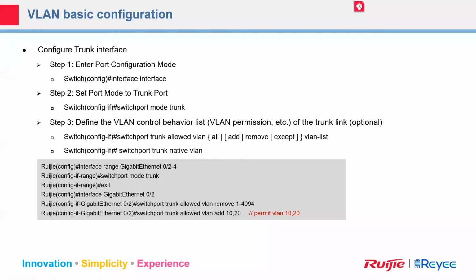Pay attention. And here, if we don't change the native VLAN, by default, the native VLAN is VLAN 1. Pay attention, the native VLAN is VLAN 1. So if you receive some packets with VLAN 1, when I send out of interface 2, I will delete the VLAN tag. So this is a function of the trunk.